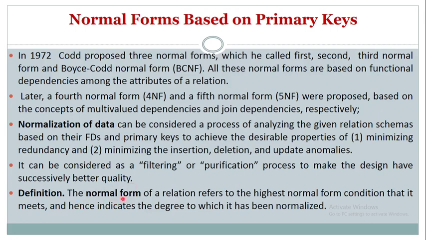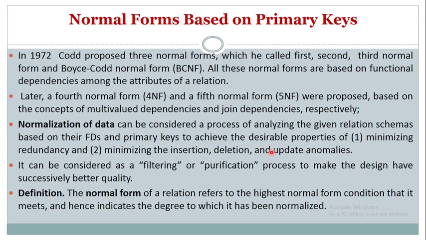The normal form of a relation refers to the highest normal form condition that it meets, and hence indicates the degree to which it has been normalized. Usually, a grading is given to a hotel, whether it's 3-star or 5-star or 7-star. In the same way, for a relation schema, based on its quality, we give gradings in terms of normal forms, whether it is in first normal form, second, third, or fifth normal form. This is about the basics of normal forms and the definition. As I said, it is used to minimize redundancy and to minimize the insertion, deletion, and update anomalies.